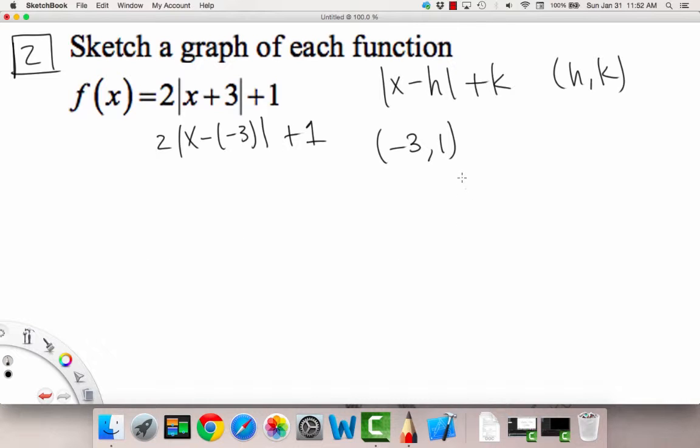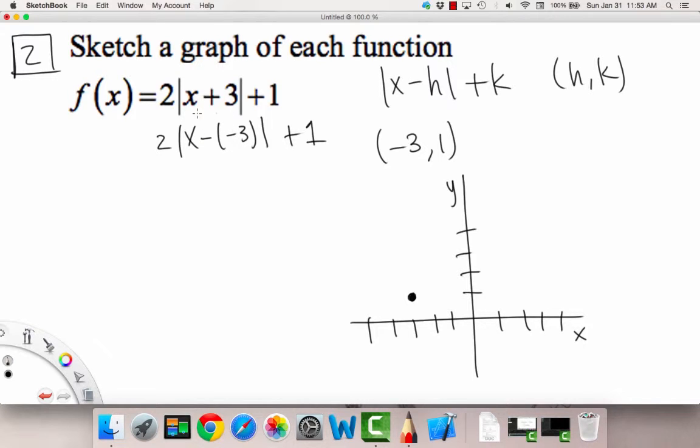So let's start graphing this. We have this kind of graph, x and y, 1, 2, 3, 4, 5, 1, 2, 3, 4, 1, 2, 3, 4. Our vertex is at negative 3, comma 1, so right here. We don't see any negative signs in front of the x, so that means we're going to have an upward pointing V, which is good.